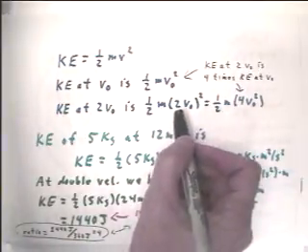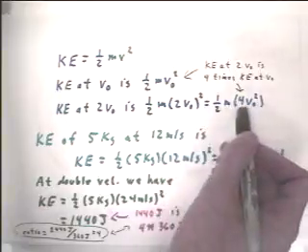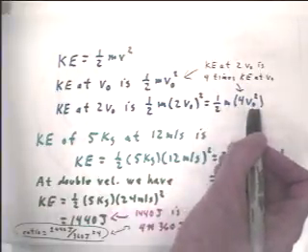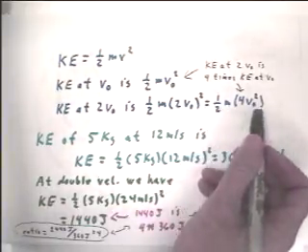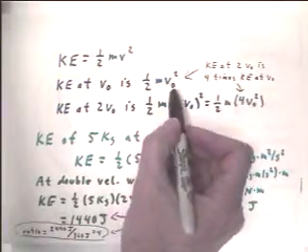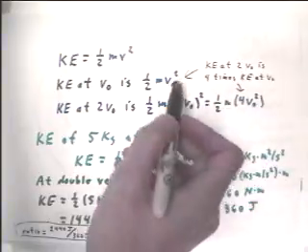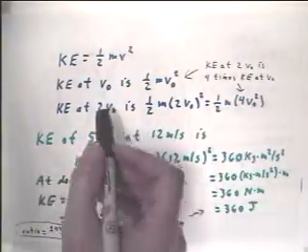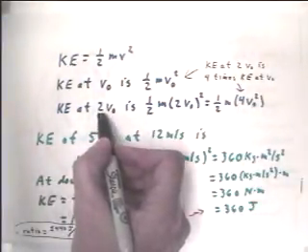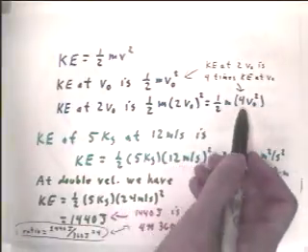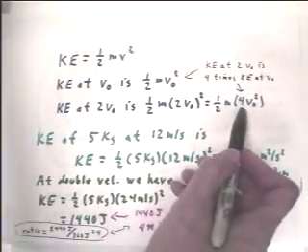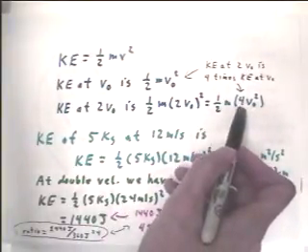Now, we have to square the whole 2v0, so we end up with 4v0 squared, and it should be clear that this expression is 4 times the value of this expression, that the ratio of this energy to this energy is 4 to 1. That when we double the velocity, no matter what our initial velocity is, we're going to have 4 times that kinetic energy.